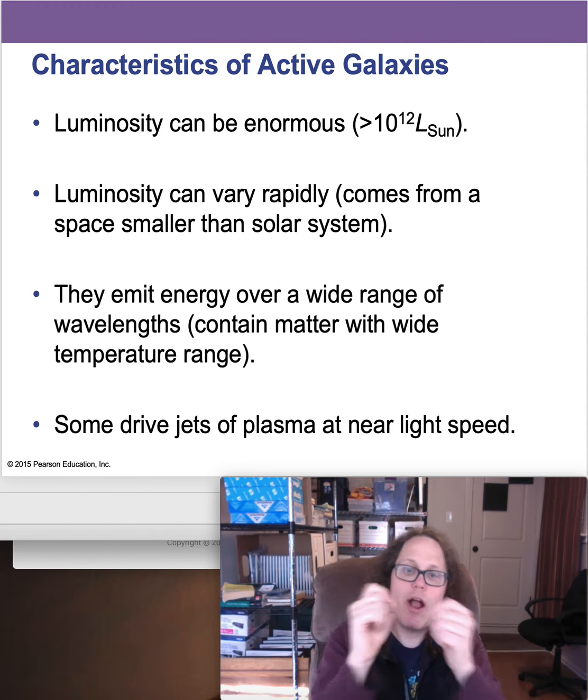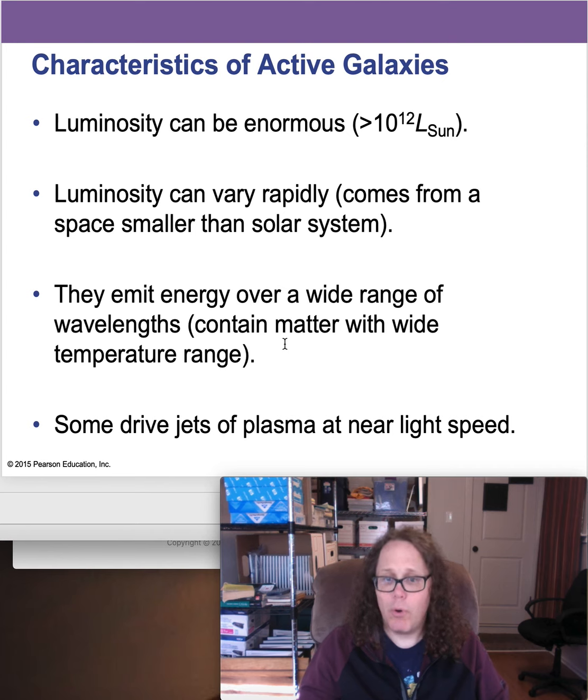There are multiple peaks in AGN spectra, which means they have more than one temperature. They're hottest in the center. And some of them drive plasma jets out the north and south magnetic poles of the black hole at nearly light speed.